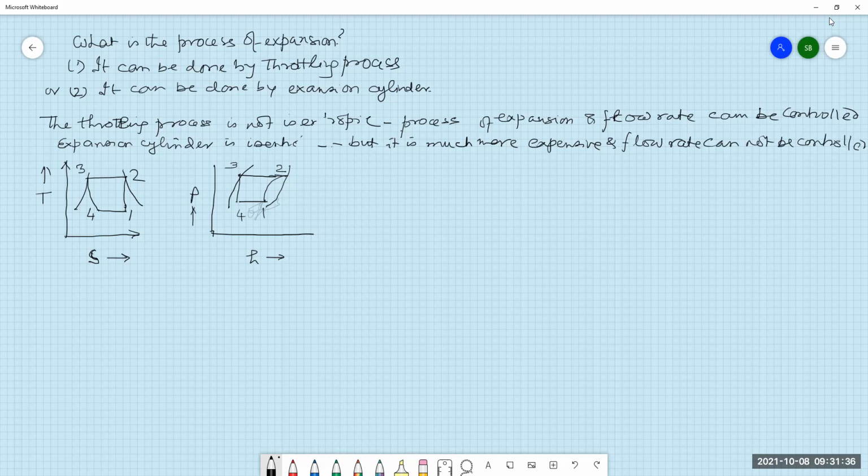Now, we have an ammonia problem. An ammonia vapor refrigeration system. The pressure at the evaporator is 2 bar. So the pressure at the evaporator, which is P4, is the same as P1. So P4 equals P1 equals 2 bar.